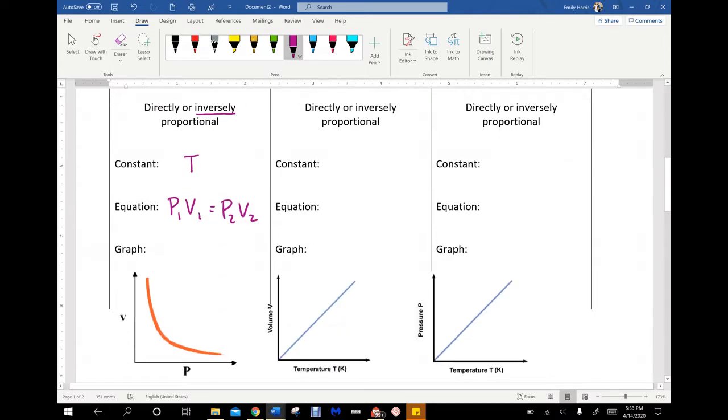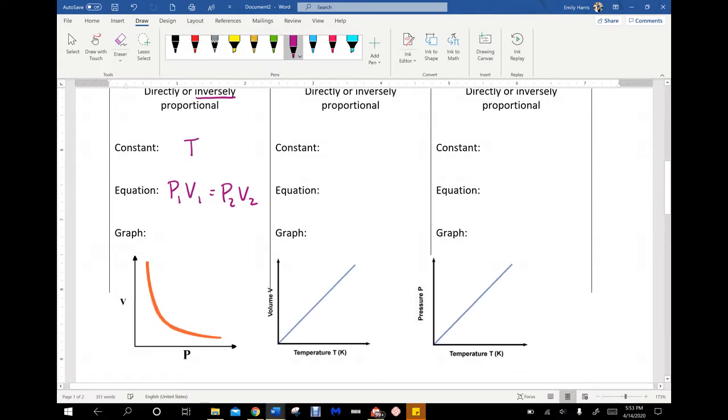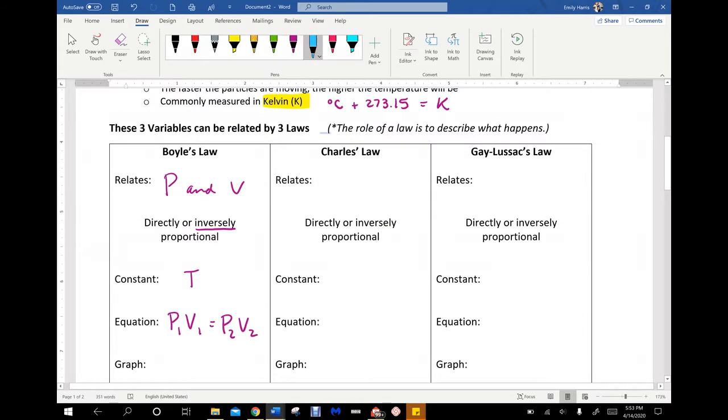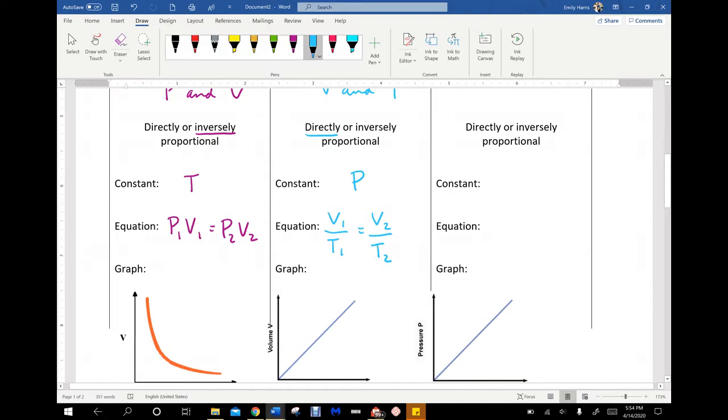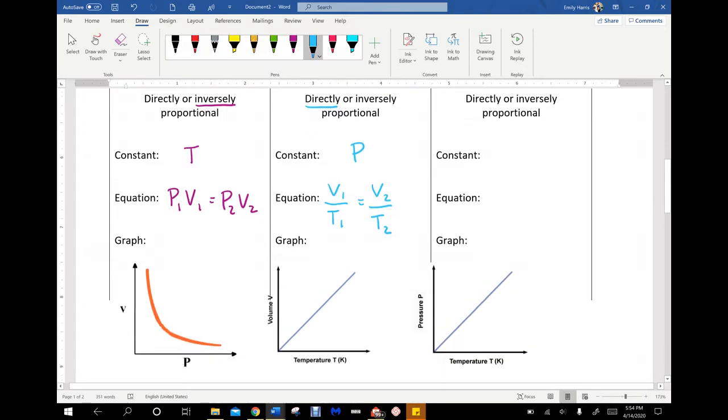Your graph looks like a curve, showing that as your pressure was going up, your volume was coming down. Then you went on to learn about Charles's law, which relates volume and temperature. These we found to be directly proportional when you measure just those two variables and hold the pressure constant. When you're expressing direct relationships in an equation, you typically end up dividing the variables. So it was V1 divided by T1 equals V2 divided by T2. And the graph was a straight line because as temperature went up, so did the volume.